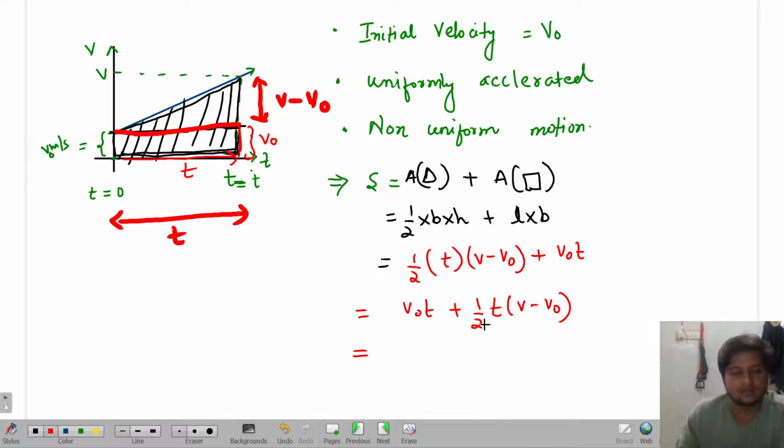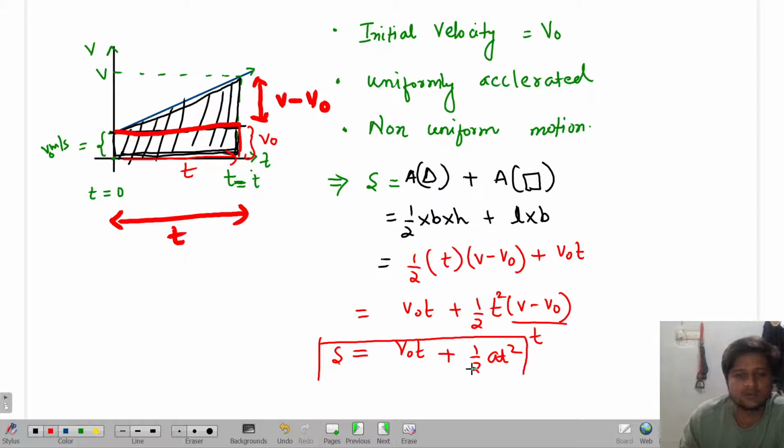Now you know what the relation is: v minus v naught divided by time is equal to acceleration, or not? So I can multiply by t over here. So I get the relation v naught t plus half of a t square, and that is nothing but my displacement.